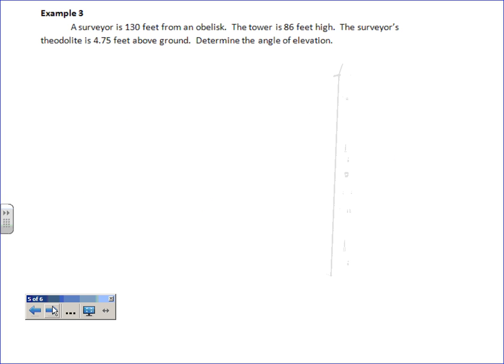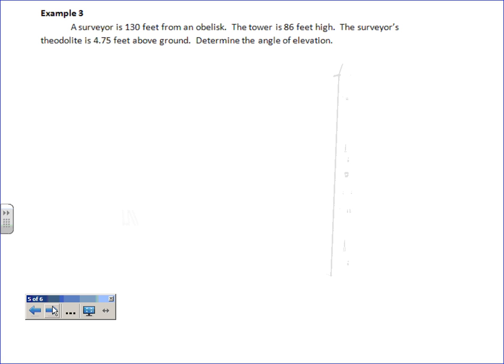Well, we've got a surveyor apparently. A surveyor is that person that every once in a while you'll see on the side of the road with the tripod sitting out there with a little telescope on it. It says it's 130 feet from an obelisk. Anybody know what an obelisk is? Yeah, it's kind of a tall tower, kind of pyramid-like. The only reason I used the obelisk is it was on the smartboard thing again, so I didn't really have to make a picture.